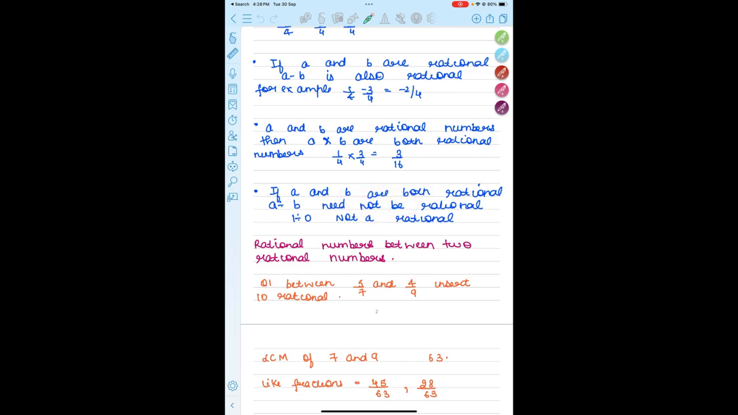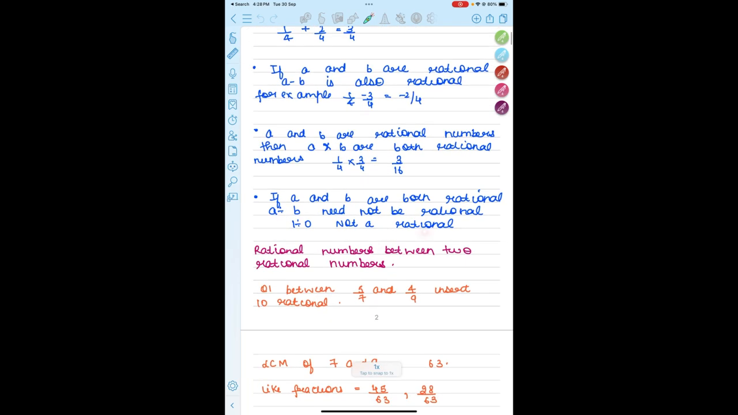For example, as I have shown, the natural numbers are also rational numbers. So 1 is a rational number, 0 is a rational number, but 1 divided by 0 is not a rational number, because here in p by q form, q will be 0, and so it is not a rational number.